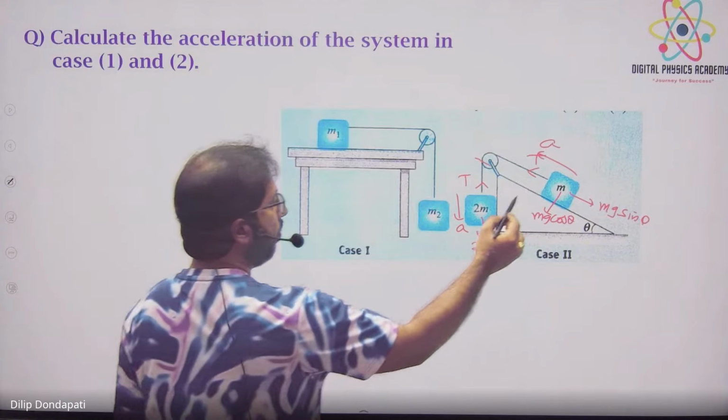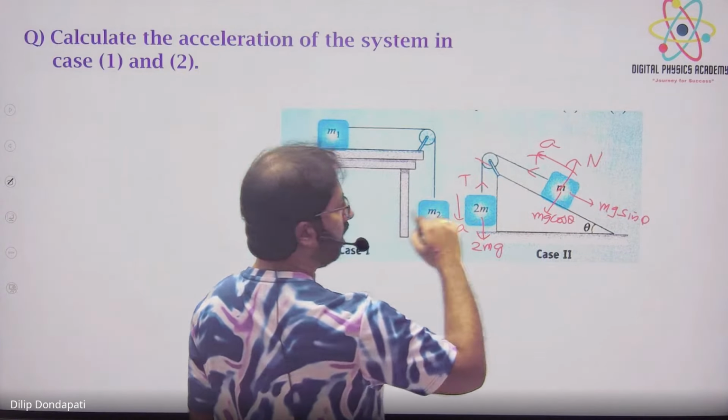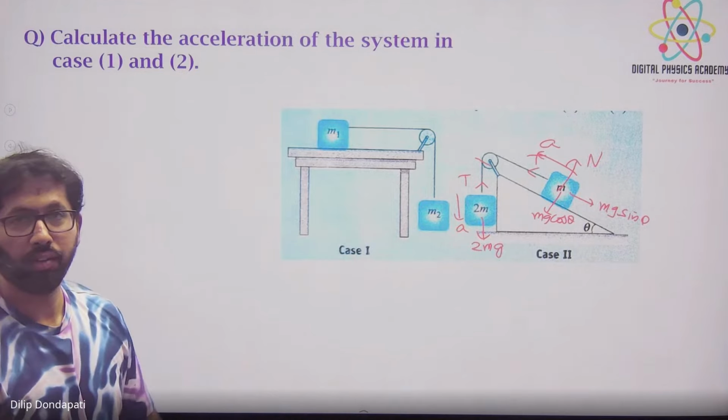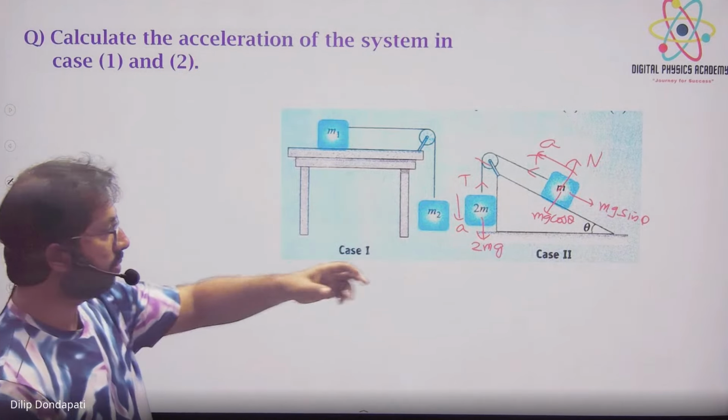हाँ, नॉर्मल एक्शन, वर्टिकली इक्विलिब्रियम है ना, नॉर्मल एक्शन की जरूरत नहीं है इसमें। Find acceleration. Sir, second case में, same but they're on the same pulley, no, sir. Like they're on the same.